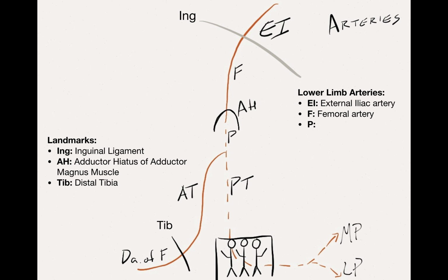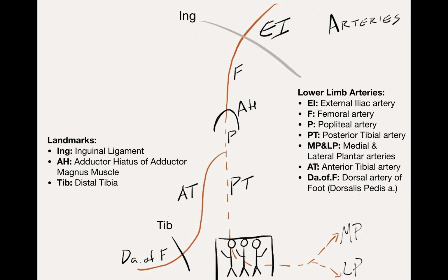Blood's traveling down now. As that artery passes through the adductor hiatus, it goes from anterior to posterior, indicated now by a dashed line. We change the name, because you're behind the knee now, to popliteal. Popliteal splits to posterior tibial and anterior tibial. Notice the anterior tibial is going to go to the top of the foot, and the posterior tibial will go with Tom, Dick, and Harry to the bottom of the foot.